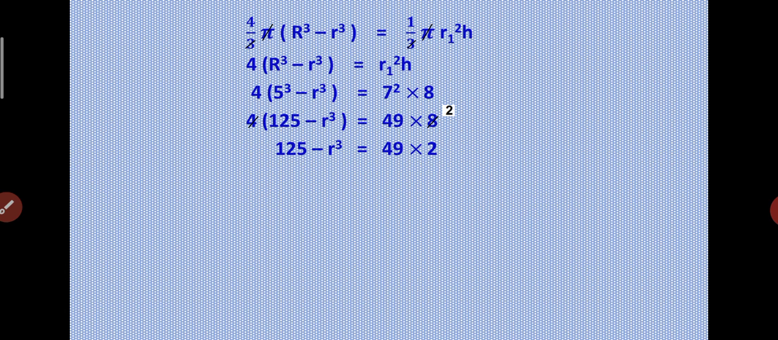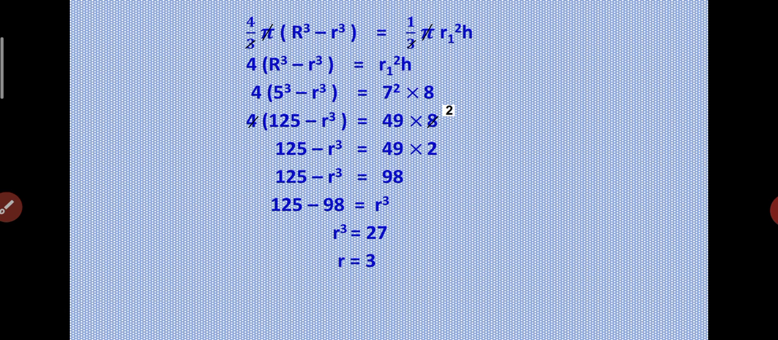We cancelled with 4, no. So now it is 2. 125 minus r cube equal to 49 into 2. Multiply. What is the answer? 98. Now bring the minus r cube to the right hand side and change it as plus r cube. And take the 98 to the left hand side, so plus 98 changes as minus 98. So 125 minus 98 equal to r cube. If you subtract you will get 27. That is r cube equal to 27.